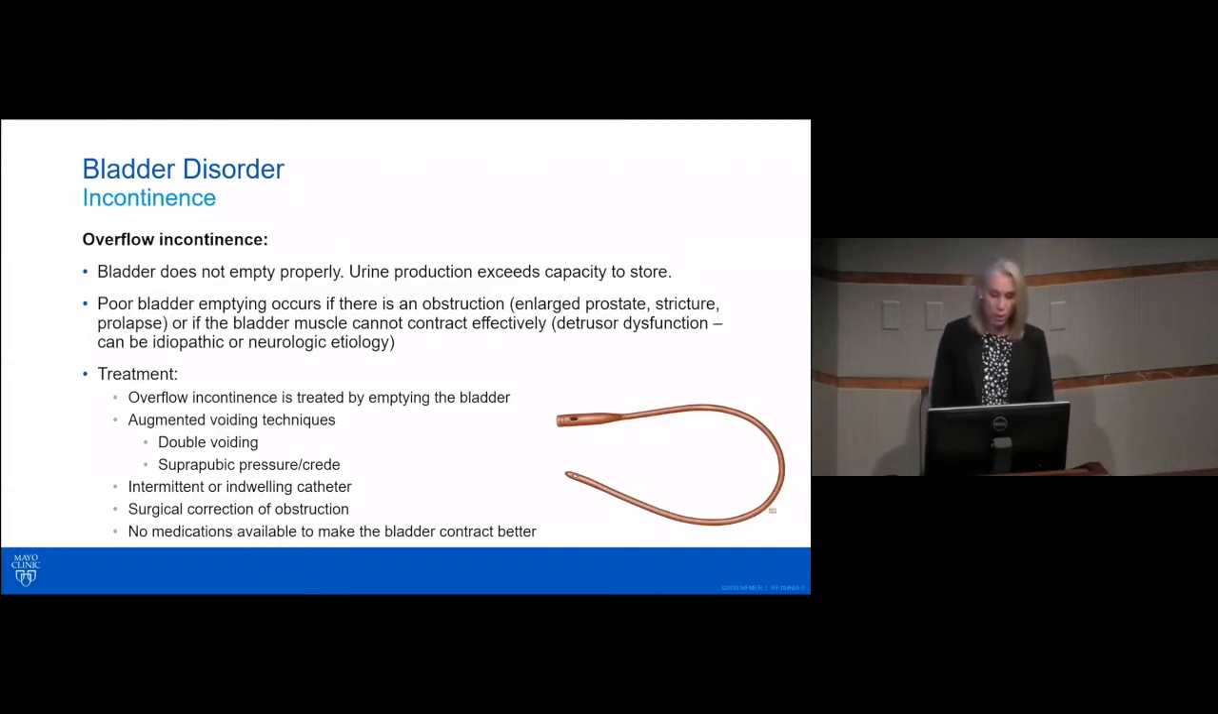So to treat overflow incontinence, you need to empty the bladder. That can be done via augmented voiding techniques with double voiding or putting pressure on that suprapubic area, called Crede. You can consider intermittent versus indwelling catheter. Surgical correction if there is evidence of obstruction or stricture. There's no medications that will make that bladder contract better.